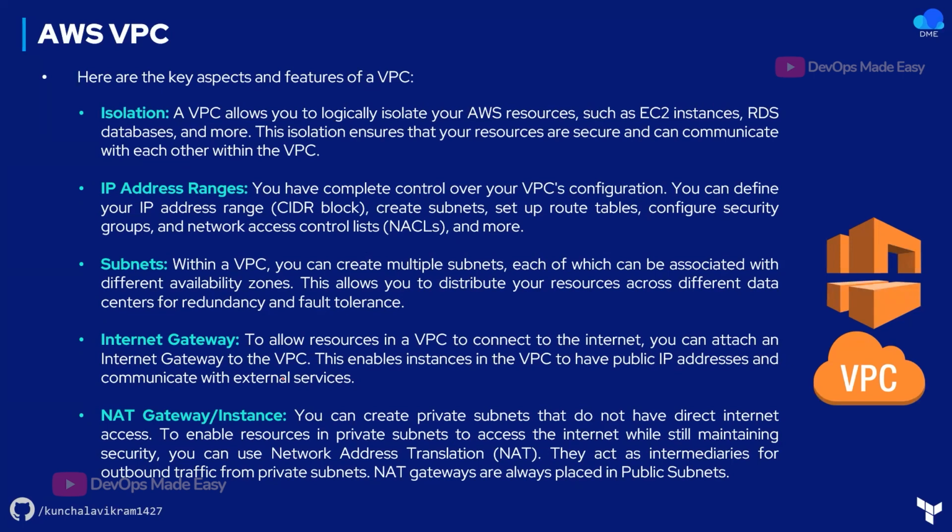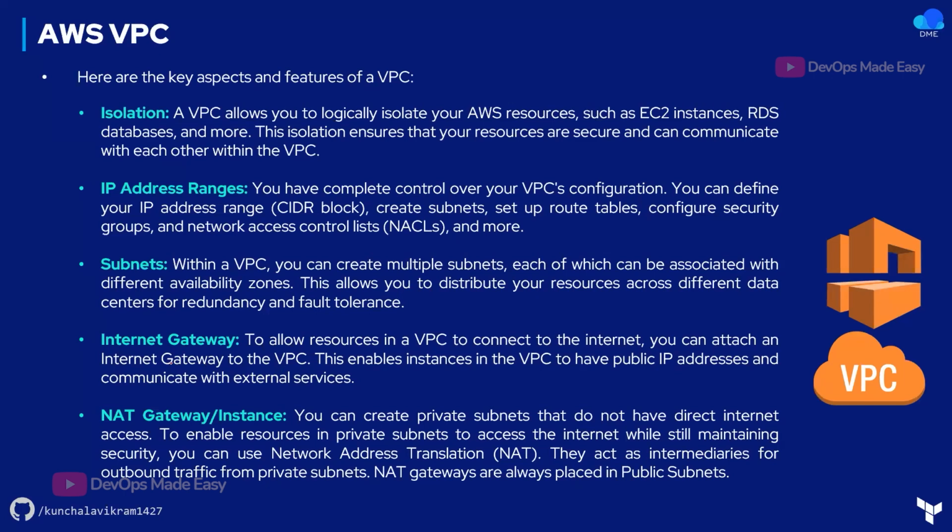If you look at the key features of VPC, one is isolation. You can put your web servers in the public subnet and databases in the private subnet. This ensures that resources are secure and only communicate within that VPC, so no other instances can access these resources within the VPC. Also IP address ranges, as we already discussed: every VPC comes with a CIDR, and each subnet can be separately configured.